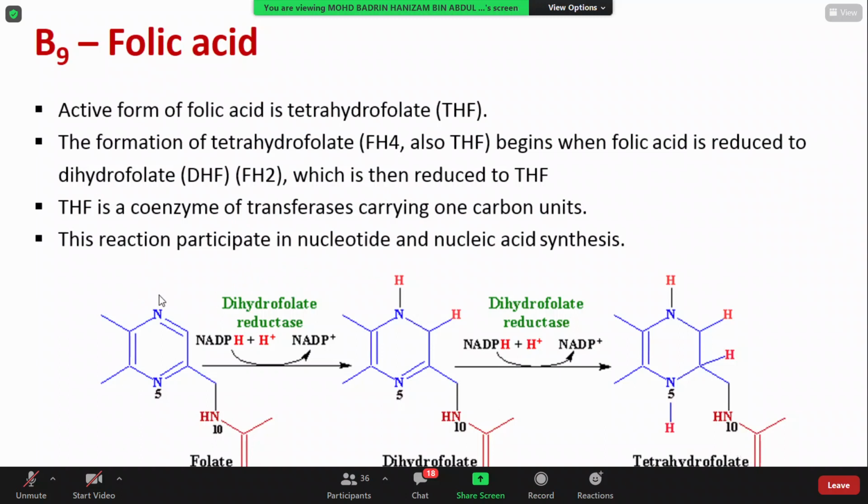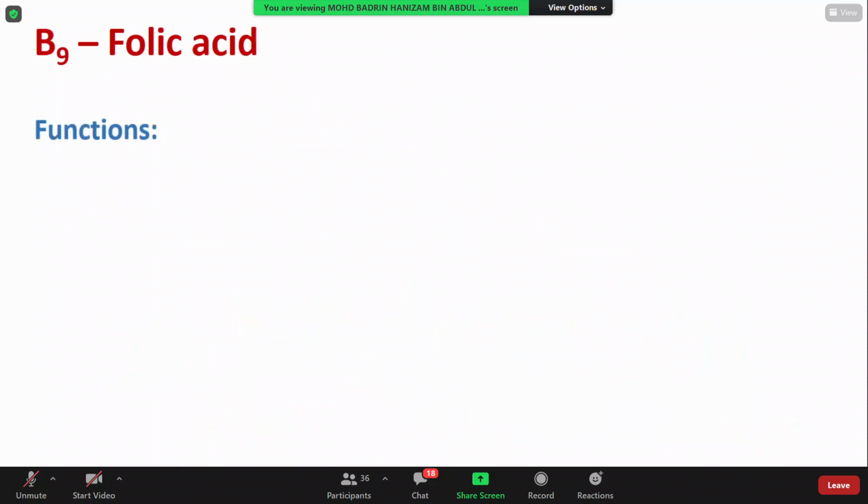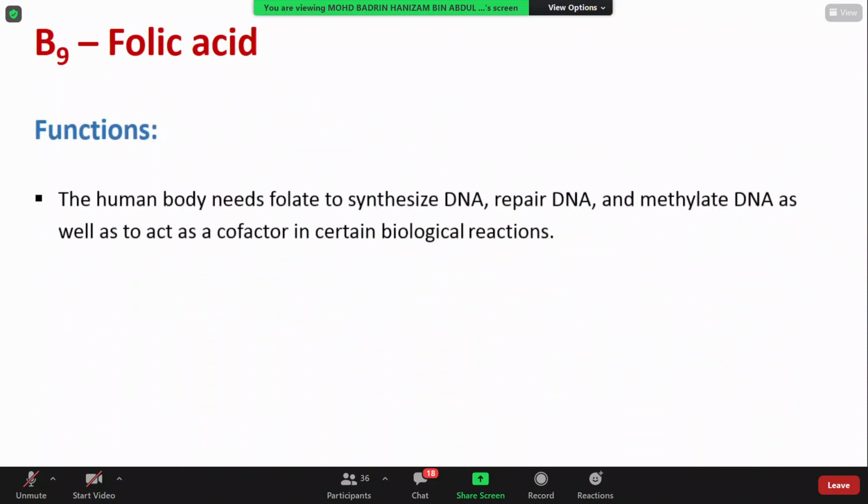So the enzyme responsible for converting folate to tetrahydrofolate is called dihydrofolate reductase. Let's see the function for this tetrahydrofolate or folic acid in general, vitamin B9. Our body needs folate to synthesize DNA because it's responsible for nucleic acid synthesis.